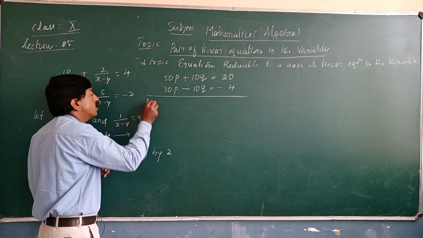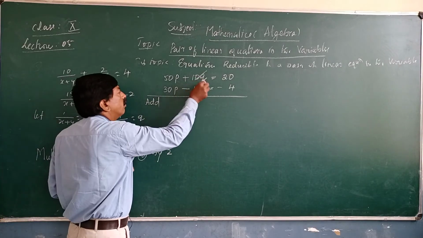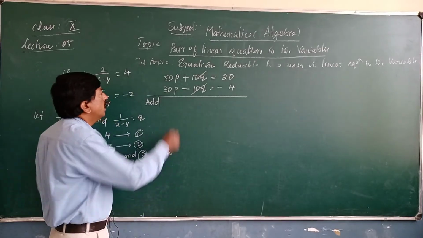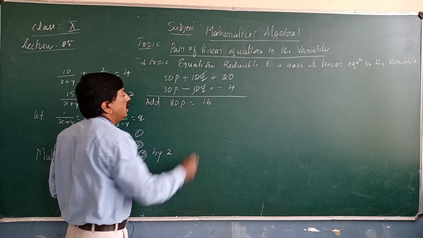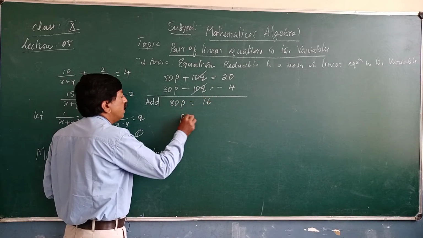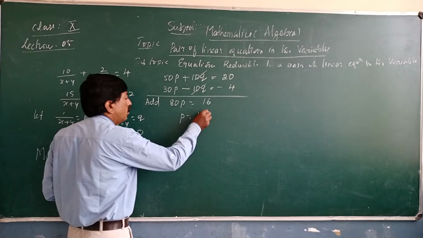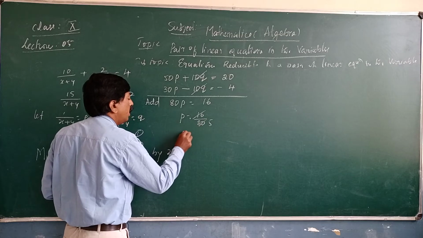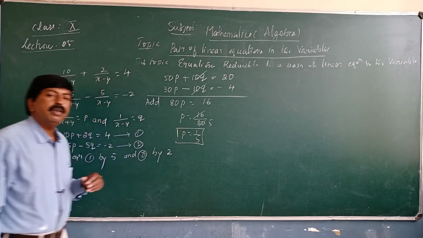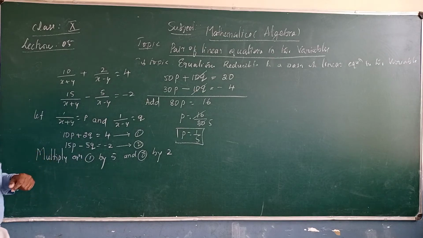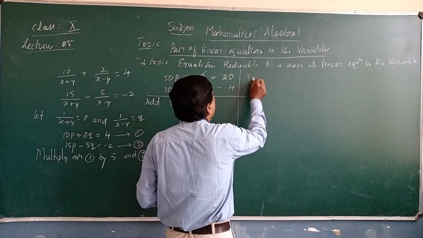Now add these two new equations. 10q minus 10q cancel. Now it will become 80p is equal to 16. Now p is equal to 16 by 80. 16 ones are 16, 16 fives are 80. So p is equal to 1 by 5. We got p value 1 by 5. With the help of this, you can find q value.